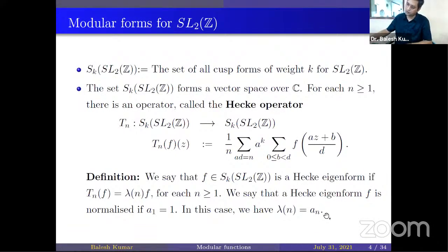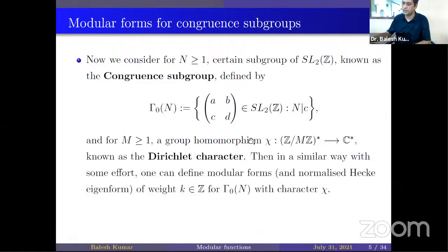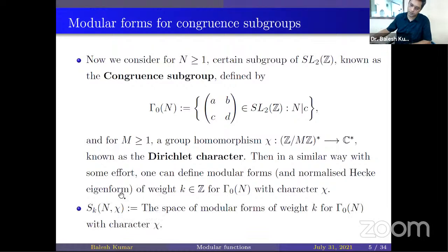And in this case, it turns out that this eigenvalue actually coincides with the Fourier coefficients of the modular form. In a similar way, one can define the congruence subgroups of SL2Z by a certain congruence condition: that the third entry of the SL2Z matrix should be congruent to 0 modulo n. And one takes another parameter, a Dirichlet character chi for a positive integer n, and then one can in a similar way define the modular form of weight k with level n and character chi, and we denote this as S_k(n, chi).